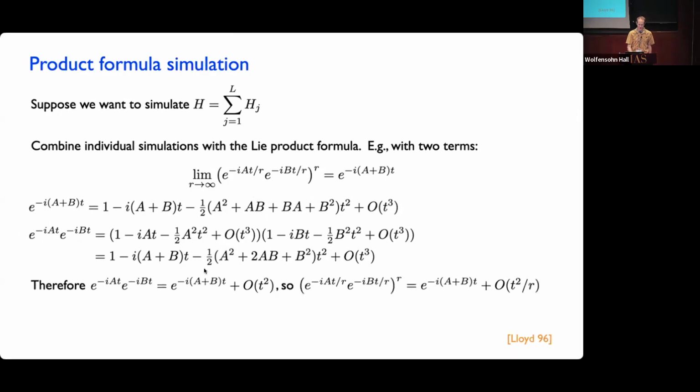And so if you plug that into this expression, what you find is that the error in approximating the right-hand side by the left-hand side is order t squared over r. And then if you want the error to be epsilon, you should take r to go like t squared over epsilon.